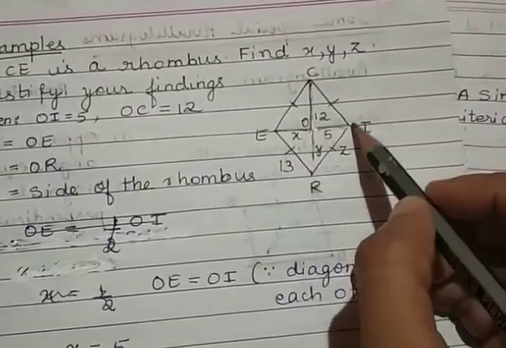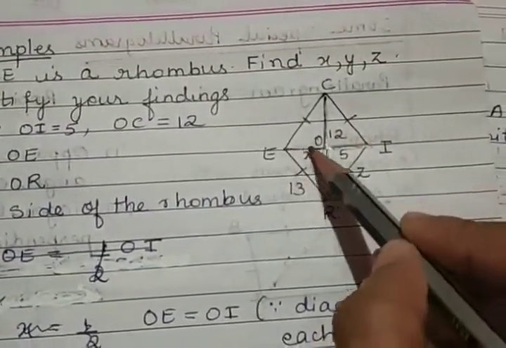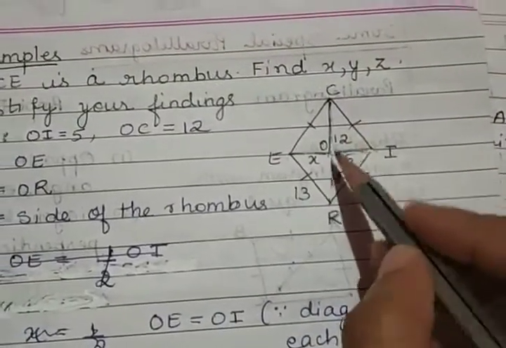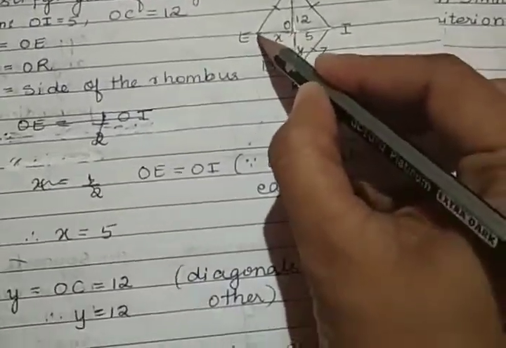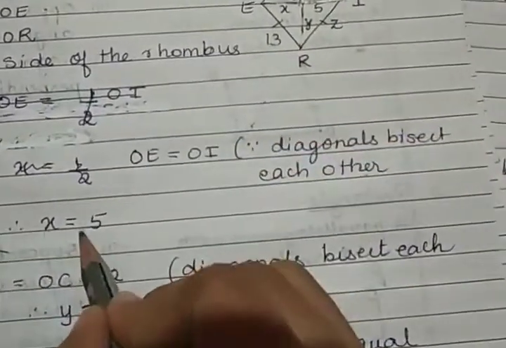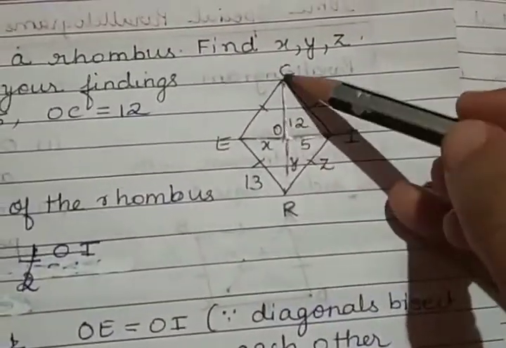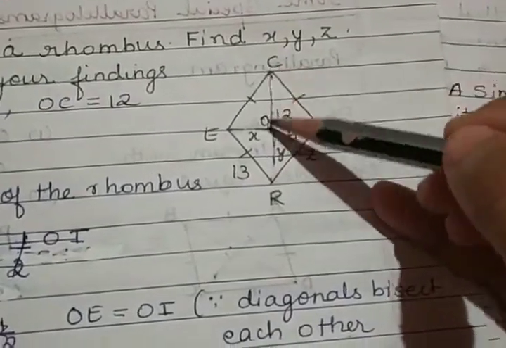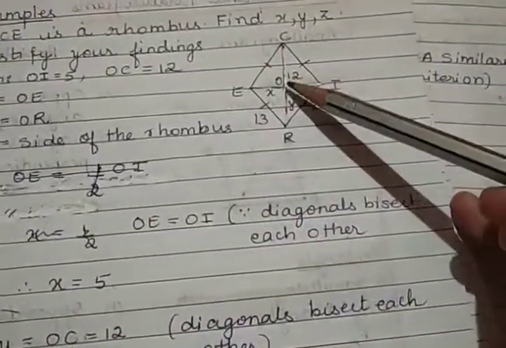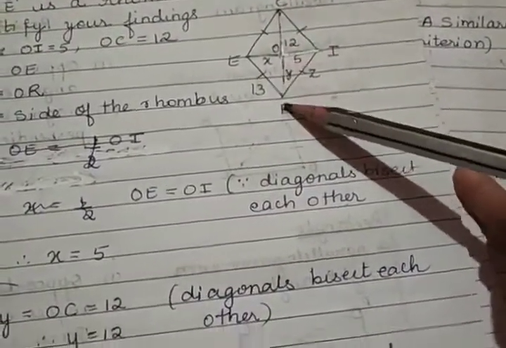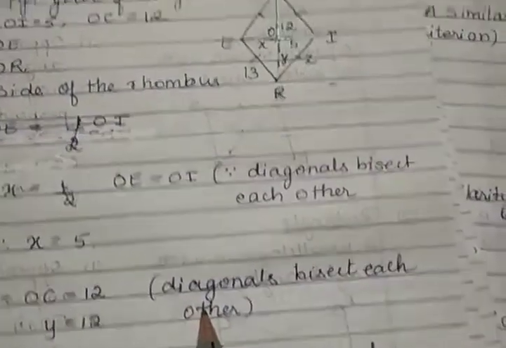Now you know in a rhombus the diagonals bisect each other, correct? So they bisect each other means this length should be equal to this length. So your OE should be equal to OI, right? What is OE? OE is X and OI we know is 5. So the value of X should be equal to 5. Similarly, this is your diagonal. So OC is equal to OR, correct? OC is 12 and OR is Y. So Y should be equal to 12 because diagonals bisect each other.